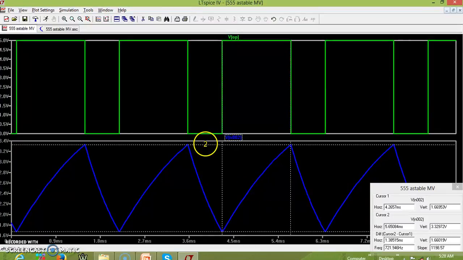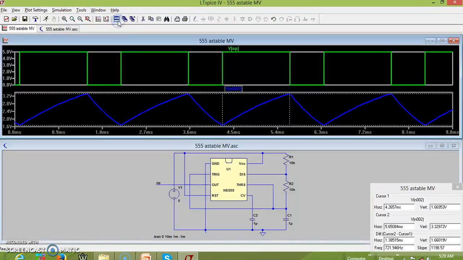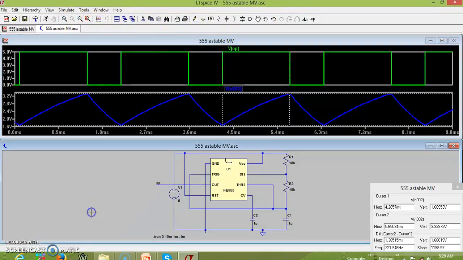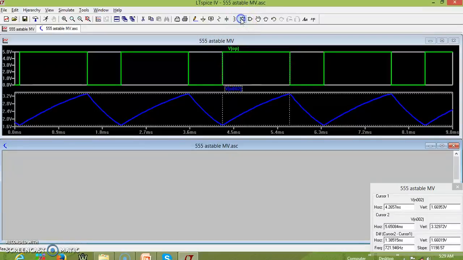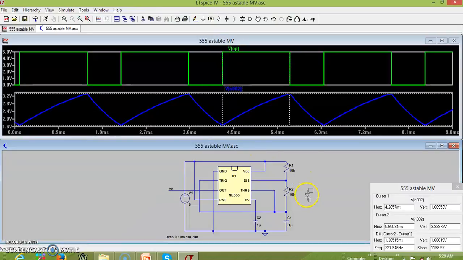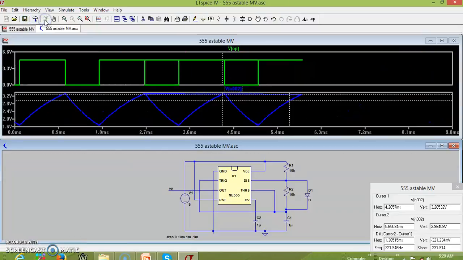Now let us try to put a diode into this circuit and see how the circuit changes. So this is a diode. Let me place it across RB. I'm placing the diode such that it bypasses the resistor R2 when the capacitor is charging. Now we have a diode connected across R2. Let me save this and run the simulation.